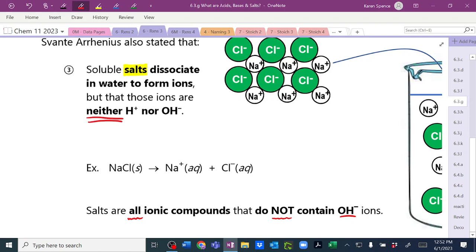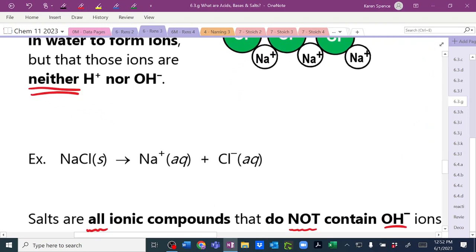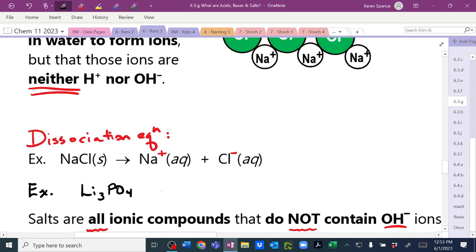So if we had NaCl, we wrote this yesterday, that is our dissociation equation. You just split it up into its ions. Don't forget to write the charges, and when they are split up, they are aqueous. What if I gave you Li3PO4? And I wanted you to write the dissociation equation for Li3PO4.